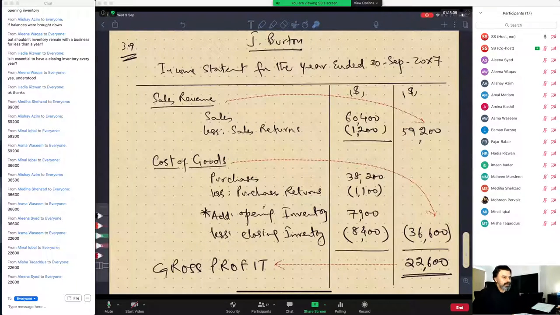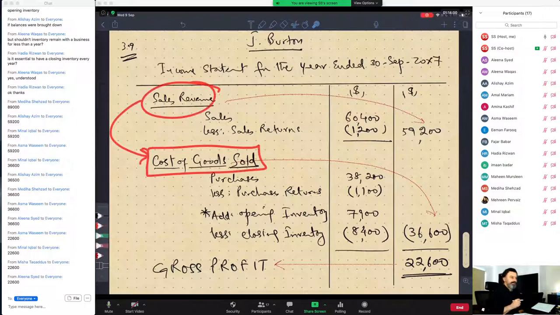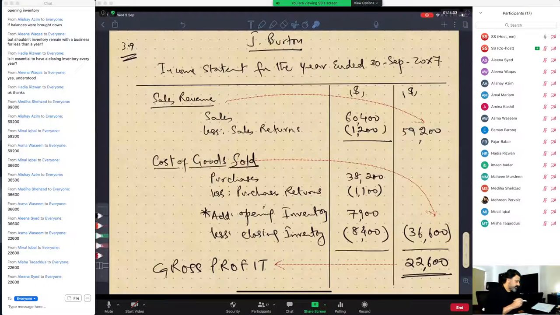Why do we subtract closing inventory? Because we are trying to determine the cost of goods which were sold, right? Sorry, main sold likhna bhul gaya. Cost of goods sold, right? So we need to compare the income generated from the sale of goods, which is this value. We need to compare the income generated from sale of goods compared with the cost of goods which were sold. So every item appearing here, if it represents the cost of goods sold, that will be a part of the calculation. And if it does not represent the cost of goods sold, we subtract it.